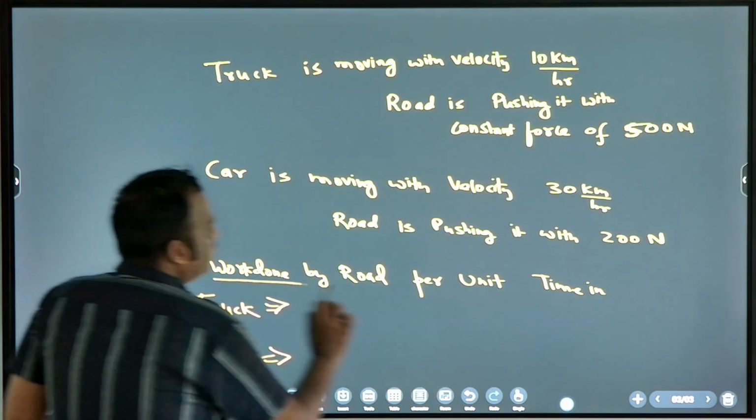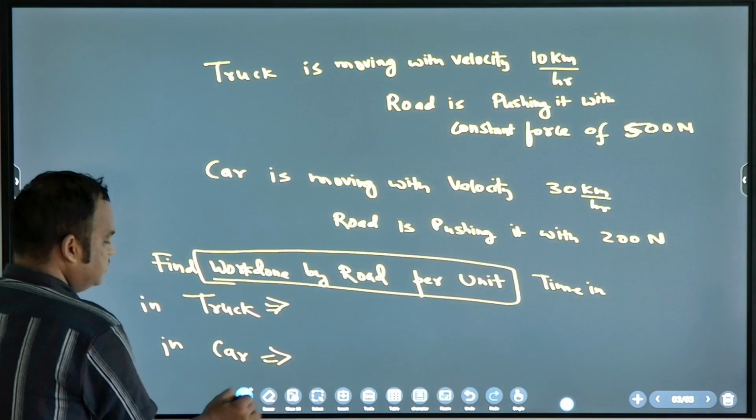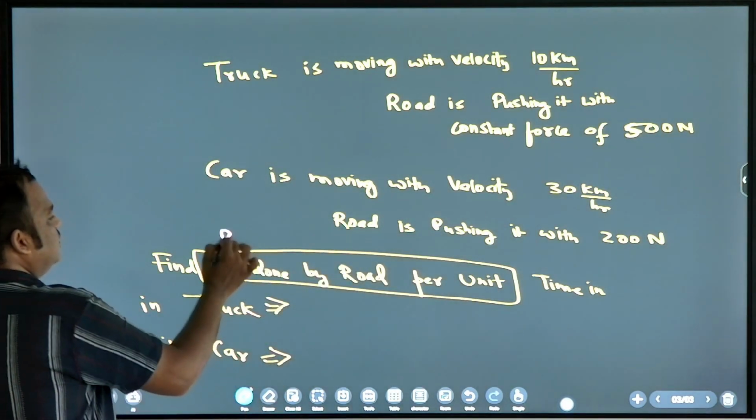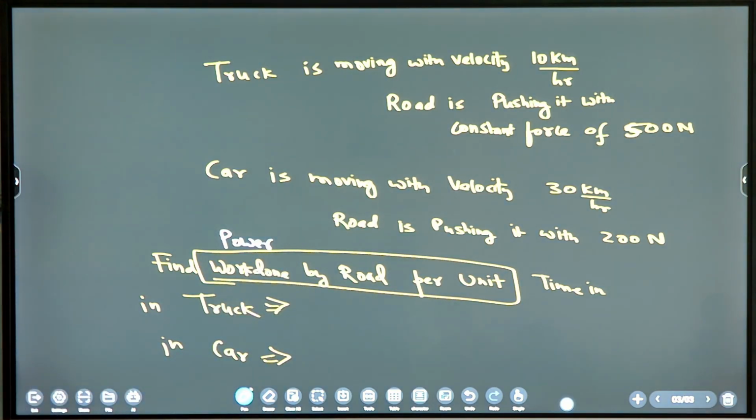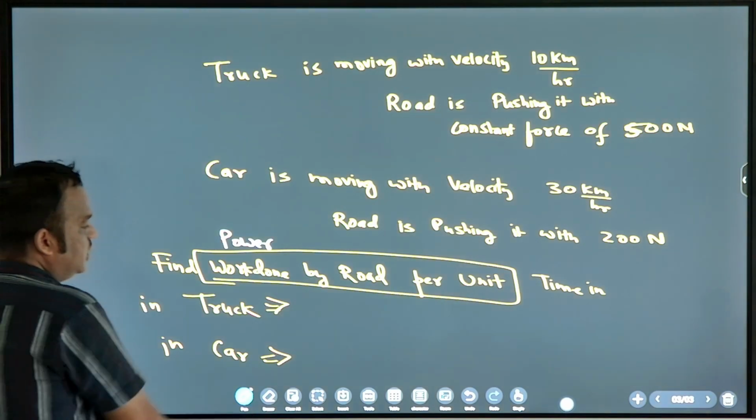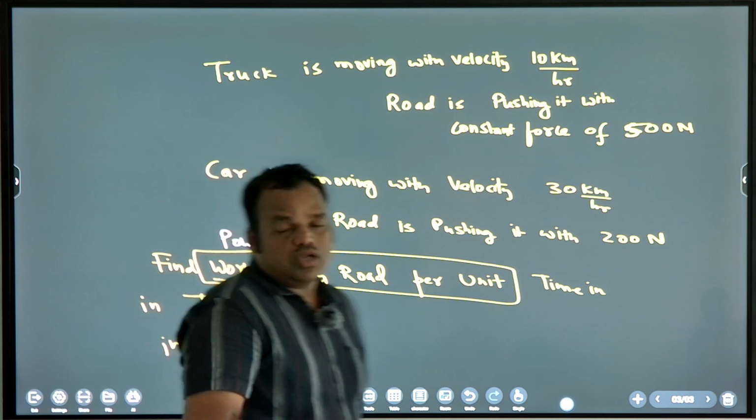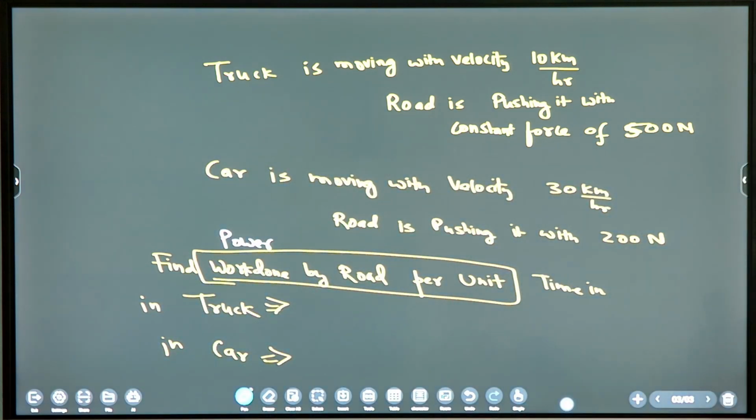Work done per unit time means what I am asking? Power. Okay. So I am asking power. Note down: work done per unit time means power. So what is the formula for power? Force into velocity. Okay, solve. So how much force is the road exerting? First you have to check that.